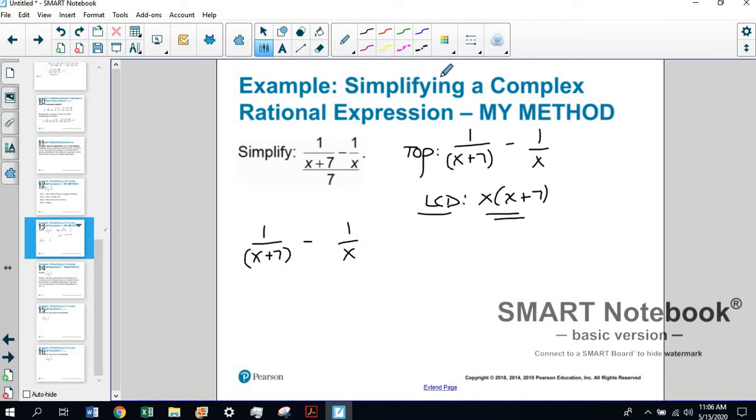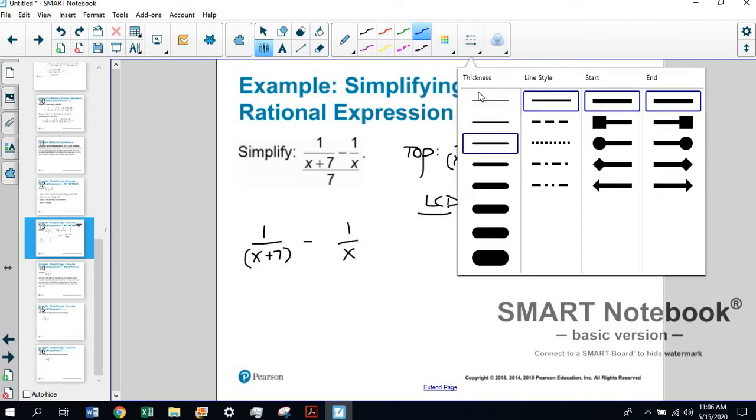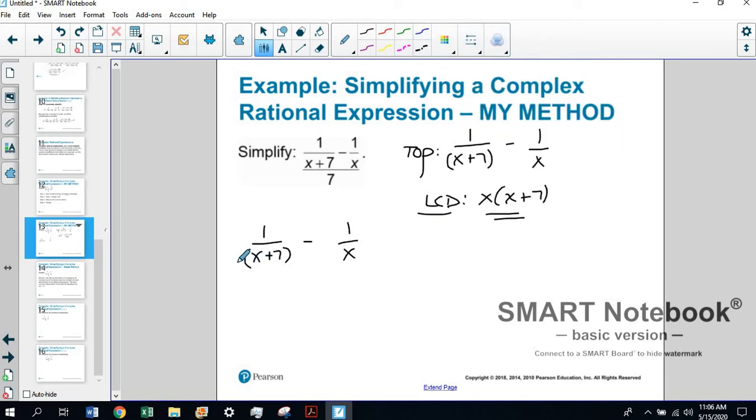We want to get a lowest common denominator, so what do we need? The new stuff we need, for this one we need an x. Well, if you're going to multiply the bottom by x, you need to multiply the top by x. This one needs an x plus 7, and if you're going to multiply the bottom by x plus 7, you better multiply the top by x plus 7. Okay? So this is our process we just talked about.